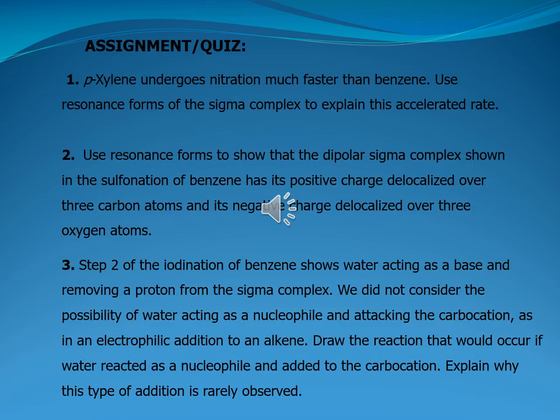The third assignment, step 2 of iodination of benzene shows water acting as a base and removing a proton from the sigma complex. We did not consider the possibility of water acting as a nucleophile and attacking the carbocation, as in an electrophilic addition to an alkene. Draw the reaction that would occur if water reacted as a nucleophile and added to the carbocation. Explain why this type of addition is rarely observed.